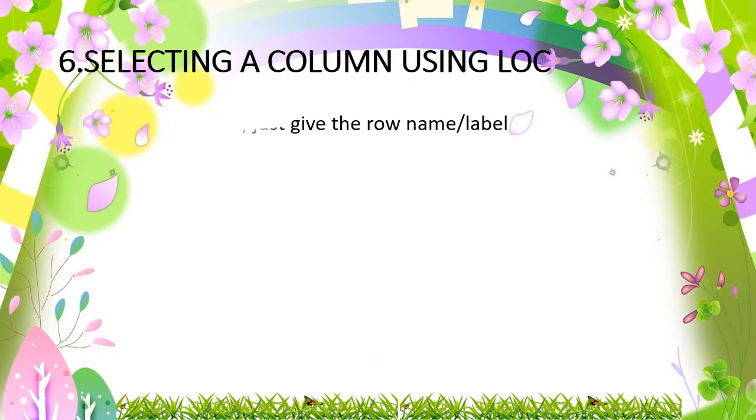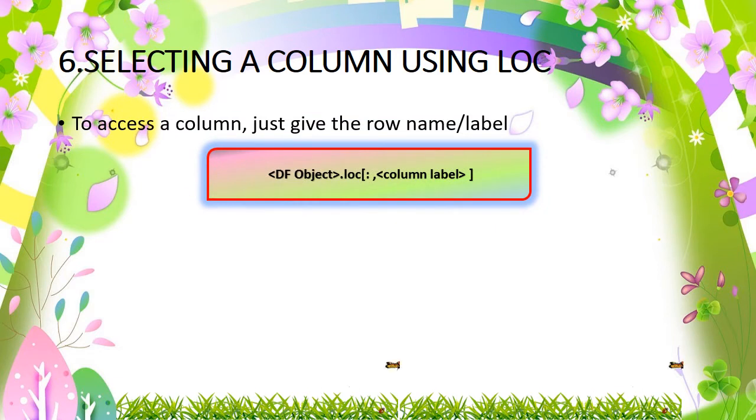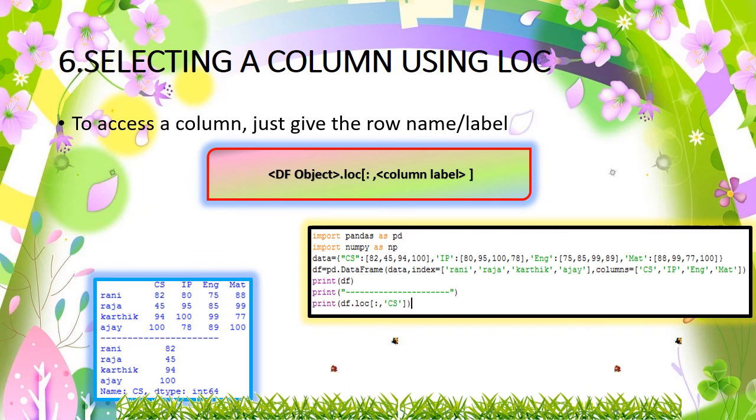And next, using the LOC function we are going to access a column also, like a row: data frame object dot LOC, colon indicates all the rows, comma the column label. See here, the data frame is created, and I'm going to access the column for all rows. So Rani to Ajay, all the rows are accessed for the column CS.